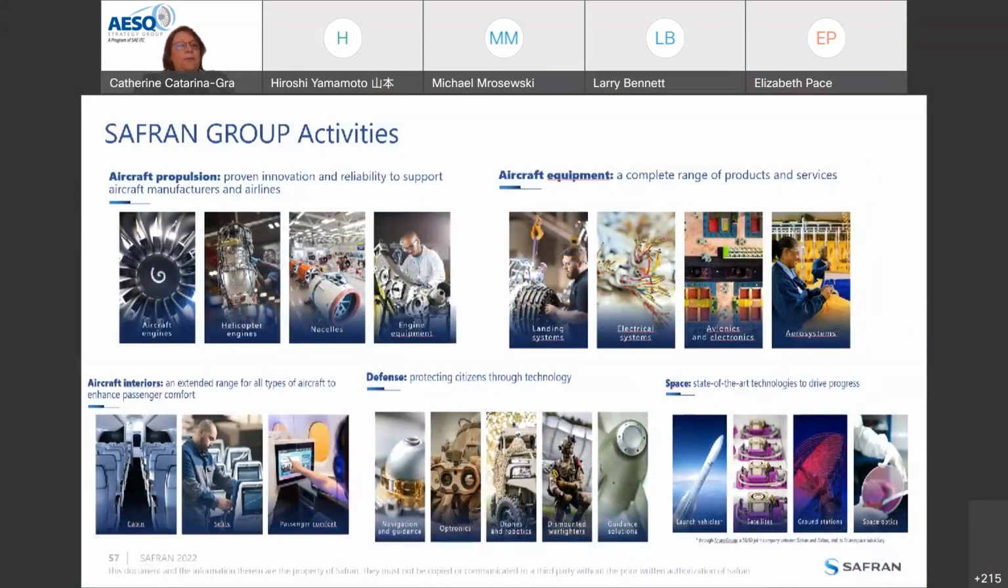So, of course, we have the propulsion, so all the aircraft engines and equipment. Of course, a lot of equipment that you might know, like the landing gears, but also interiors of aircraft, defense, and space. So, this is the reason why you will understand that SAFE, so our requirements to the supply chain, are not only for engine manufacturers, suppliers, but also for the suppliers of all of these activities. Next, please.